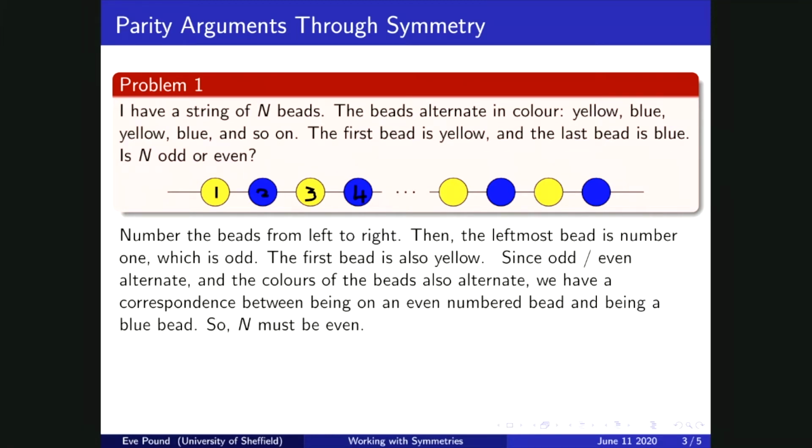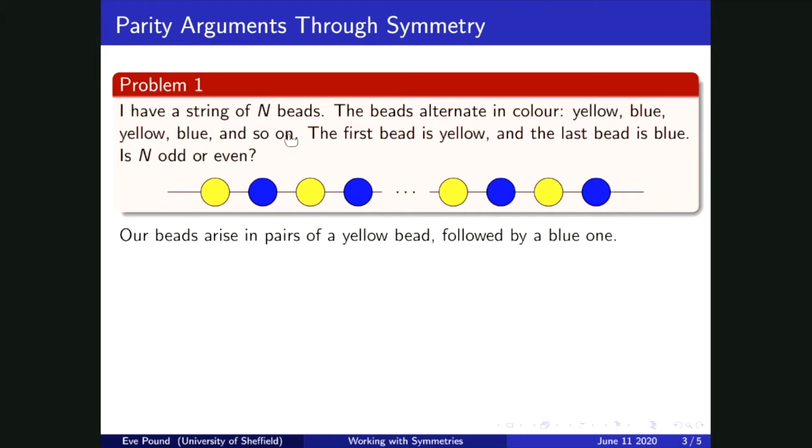So we've got this direct correspondence between being even, with the number that's written on you, and being a blue bead, and being odd, with the number that's written on you, and being a yellow bead. And because we finish with the blue bead, that means when we use this numbering system to count our beads, we're going to end with an even number, which means we've got an even number of beads in total. So that's one way that you might think about this problem.